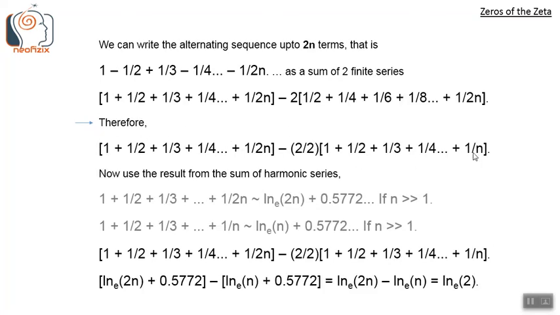Now we know the summation of the first n terms or 2n terms, so we can use those harmonic series results here. So 1 plus up to 2n terms is natural log of 2n, and up to n terms is natural log of n plus some constant here. Plugging these values into this series, we get the difference as natural log of 2n minus natural log of n, which is just natural log of 2. So the alternating series has a convergent sum, natural log of 2.